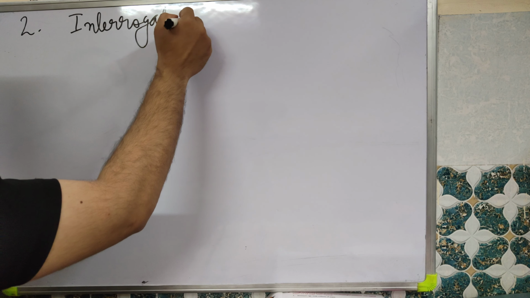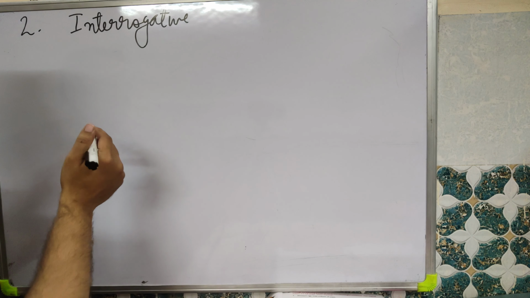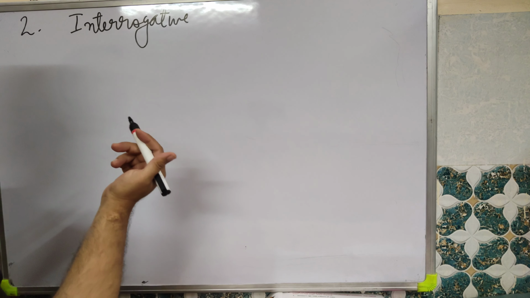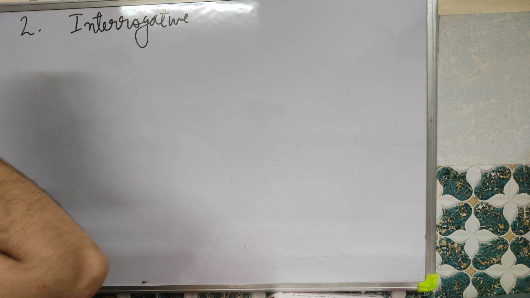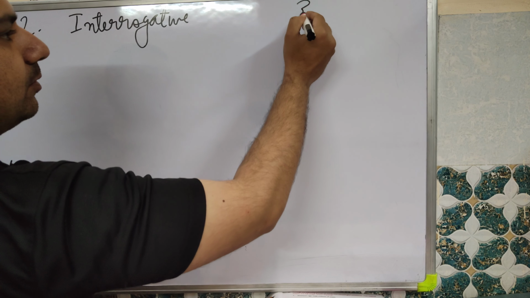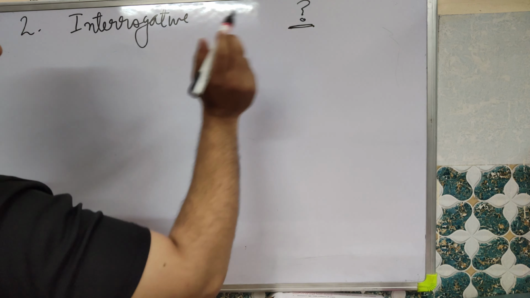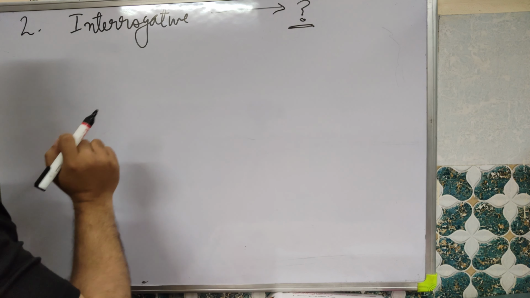I believe you can understand by this term, interrogative, interrogation. So these interrogative sentences actually ask about something, okay, a kind of information. So questions which are raised are known as interrogative sentences and they always end with a question mark. Okay, the first thing is the interrogative sentences will always end with a question mark.